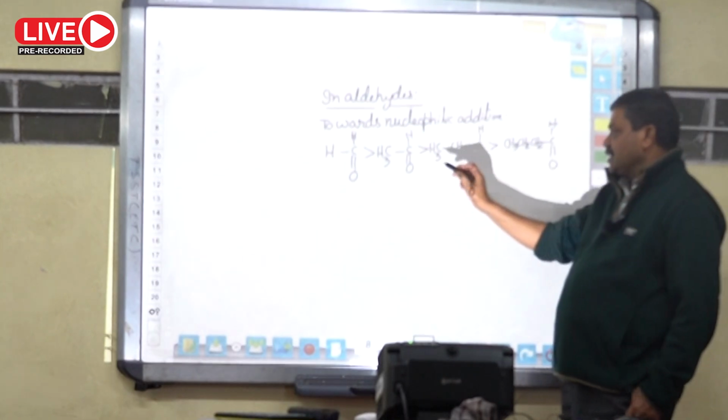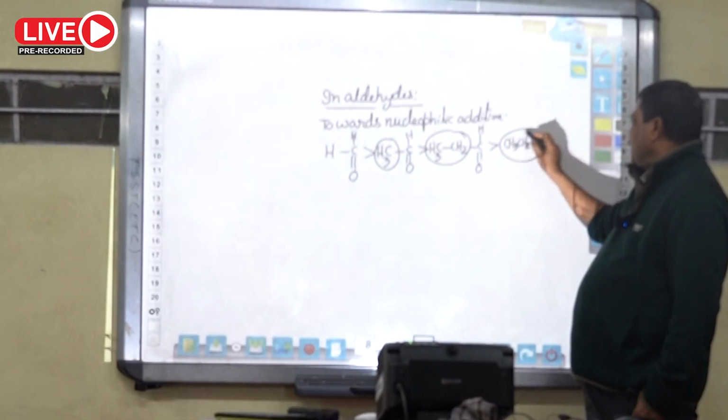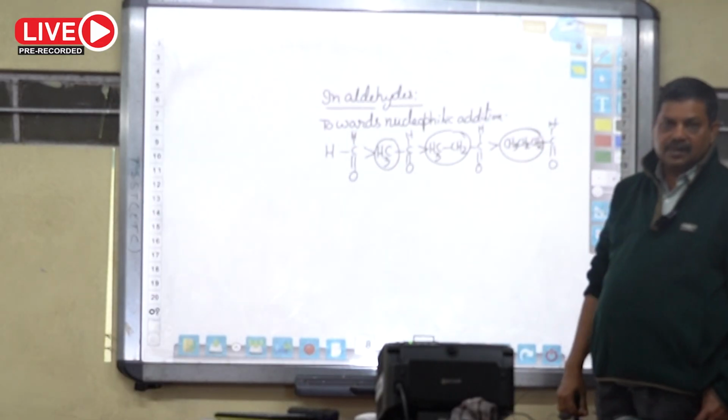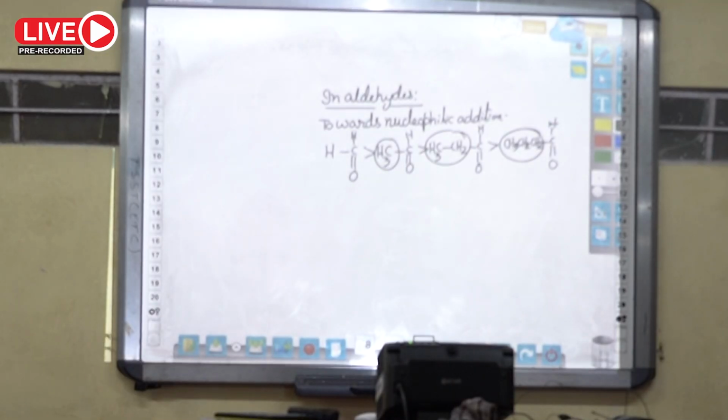But with increase in the size of alkyl group, plus I effect increases. When plus I effect increases, electron pushing nature increases, and the positive charge on the carbon decreases. That's why nucleophilic attack becomes slower and slower. And also with increase in the size of alkyl group, the steric factor also increases. Steric factor means it is nothing but occupying space. That is called steric factor.